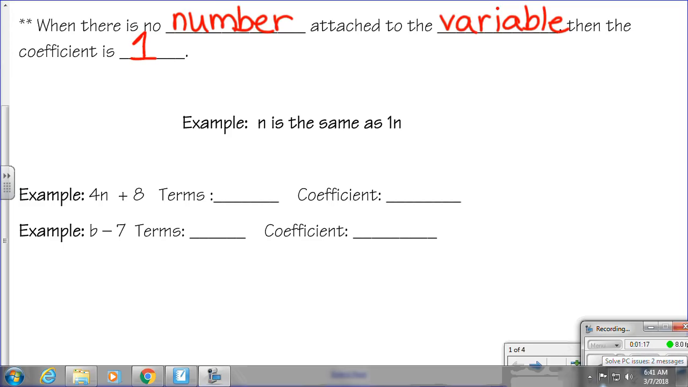So here are two examples identifying both the terms and the coefficient. We have 4n plus 8. The terms are 4n and 8. They are what are making up the problem. The coefficient is 4. That is the number that's attached to the variable. In the example b minus 7, the terms are b and 7, and the coefficient is 1 because there is no number attached to the variable.